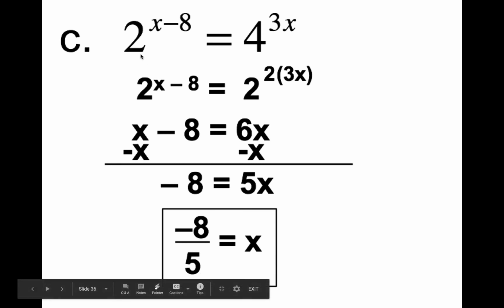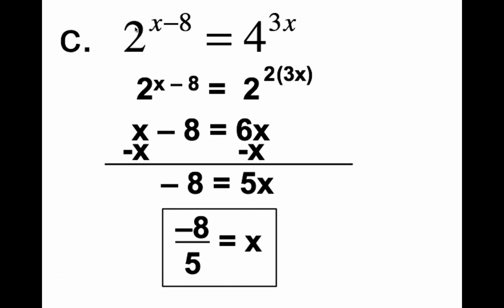Sometimes people are tempted to turn the 2 into a 4. You don't ever go bigger. If you square this, you've just made the left side bigger without making the right side bigger. So the goal here is to always go smaller.